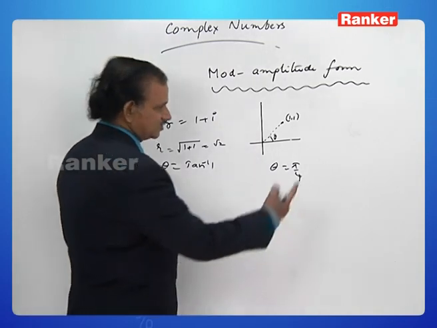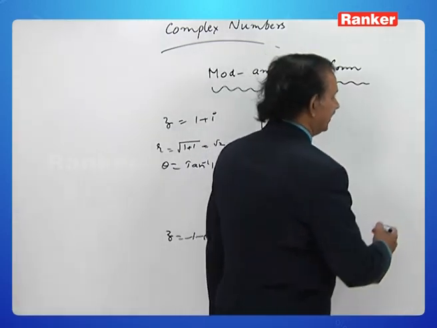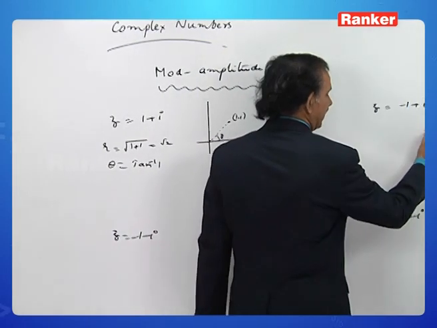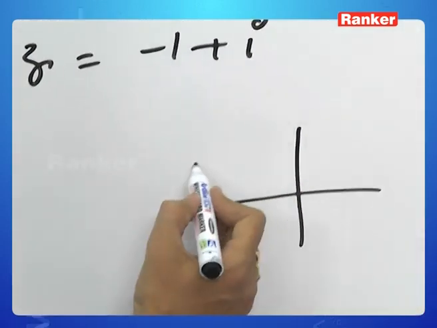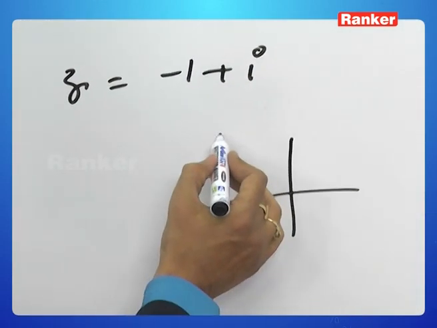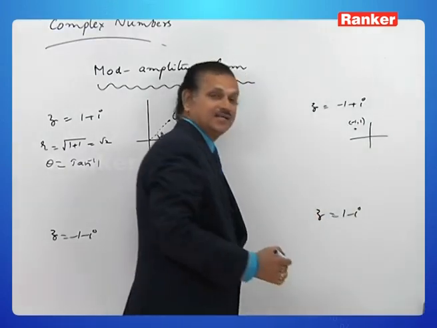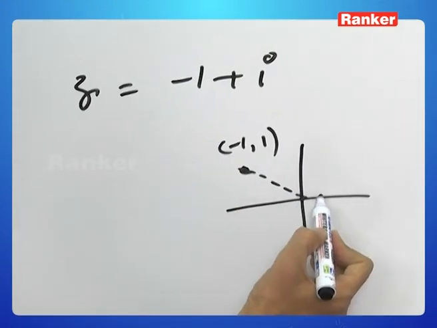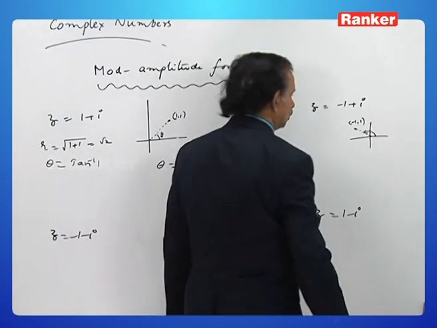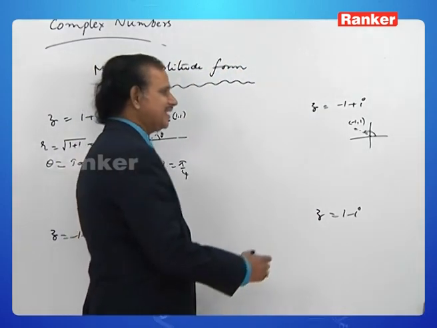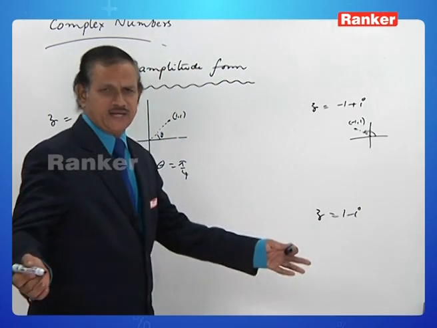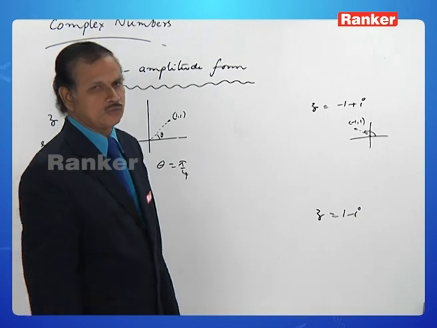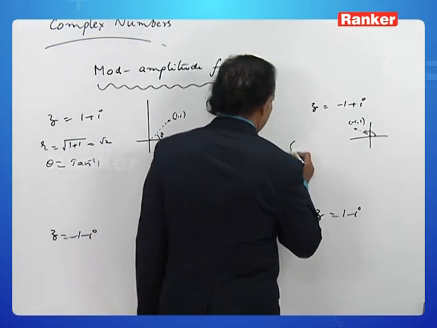What happens in this case? Minus 1 plus i. What is the point here? Minus 1 comma 1. Where does it lie? It lies in the second quadrant. Therefore, this is the amplitude. What is theta? We are interested in noting theta only. r is of course root 2 in all the cases. Modulus is root 2. Theta, that is amplitude.